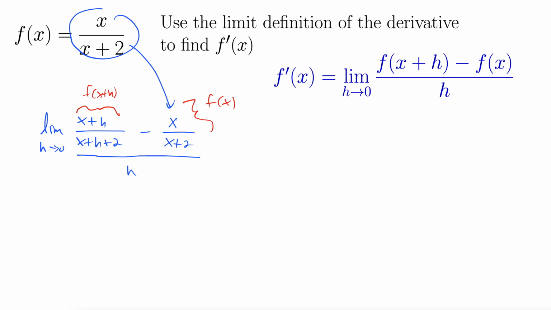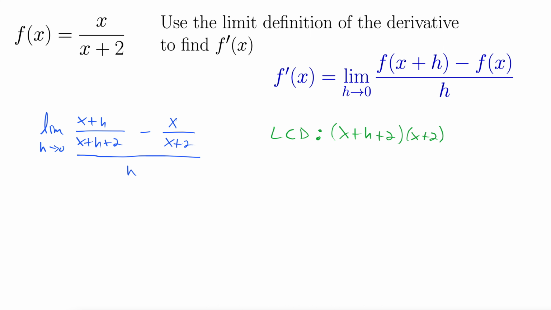So let's get a common denominator here. We'll call it the least common denominator for these top two expressions in the numerator. And I'm looking at these two denominators here. So I'm thinking x plus h plus 2 times x plus 2. That's a good denominator there. So let's clean this up a little bit. We'll multiply the expression on the right here by x plus h plus 2 over x plus h plus 2. And on the left, we'll do x plus 2 over x plus 2.